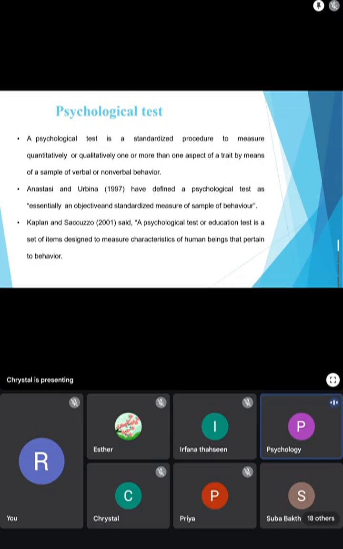So what is a psychological test? See, there are different interpretations and different things. It's basically a measure of... an individual can have a variety of behaviors.